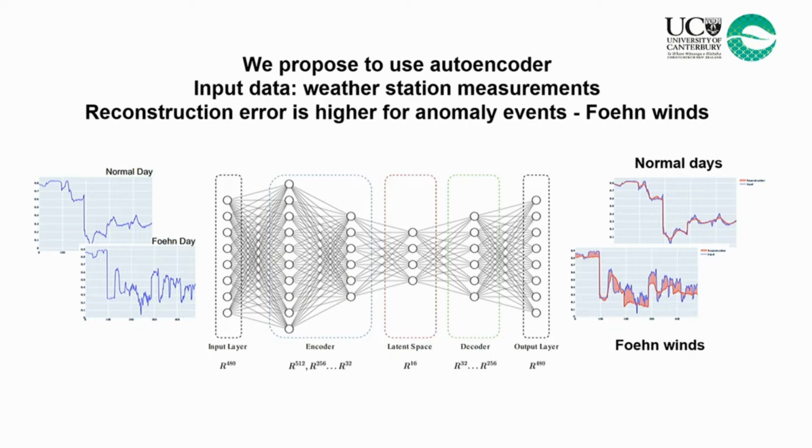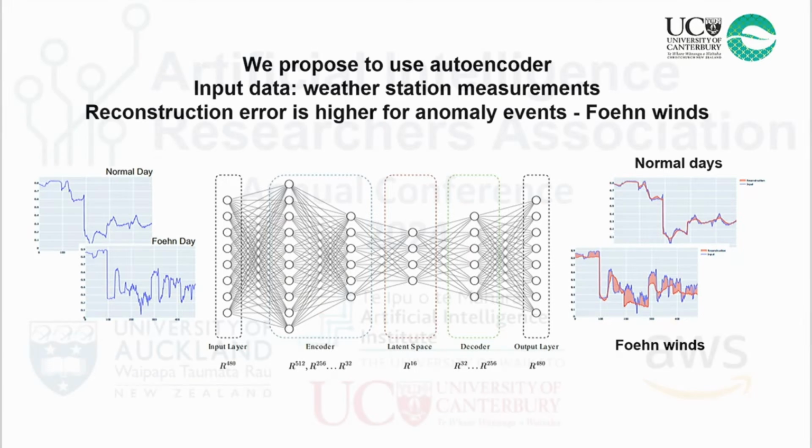Here we are looking at time series for temperature together with winds and atmospheric pressure. If we can generate normal days, our error is going to be quite low, but for anomalies, our error is going to be quite large because we don't have many examples. This is the core idea which we use to detect whether we have foehn wind conditions from the data coming from our weather stations. This research is going to be published soon, so please watch this space, and thanks very much.